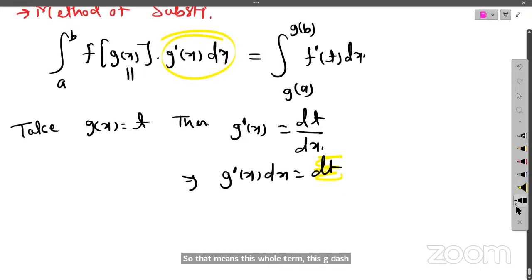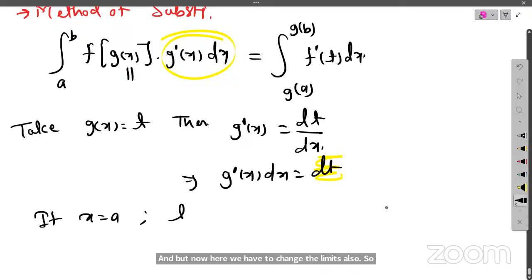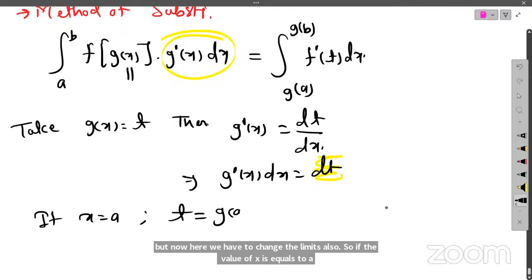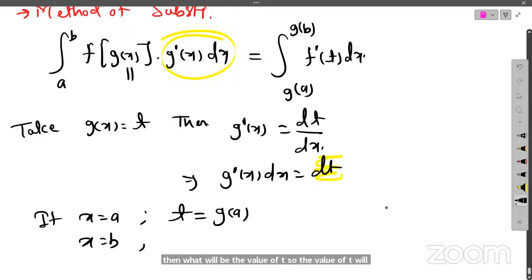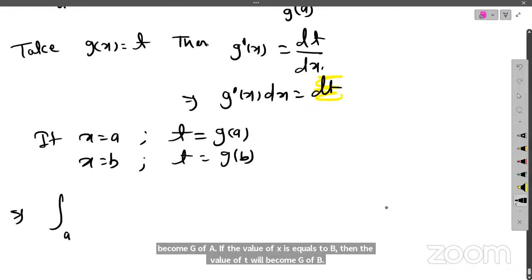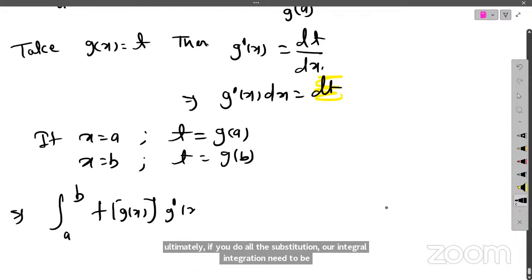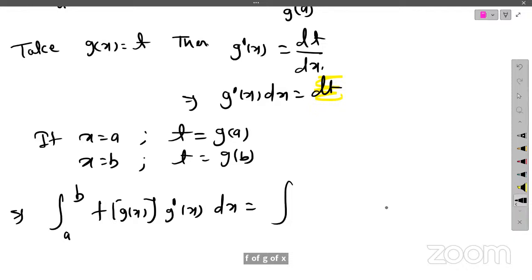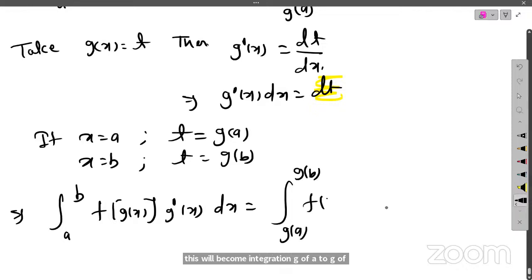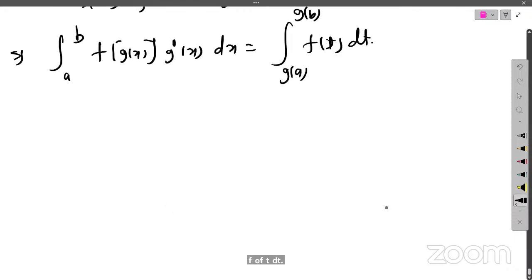But now here we have to change the limits also. If the value of x is equal to a, then what will be the value of t? The value of t will become g of a. If the value of x is equal to b, then the value of t will become g of b. So ultimately, if you do all the substitution, our integration of f of g of x, g dash of x dx, will become integration g of a to g of b, f of t dt.